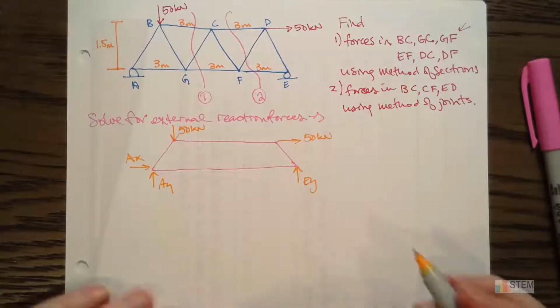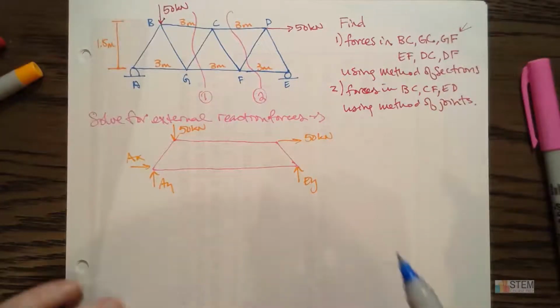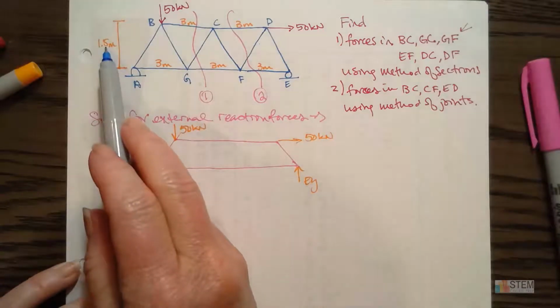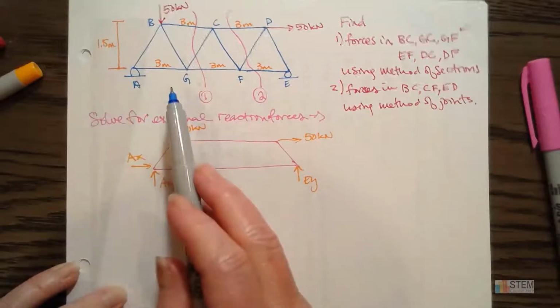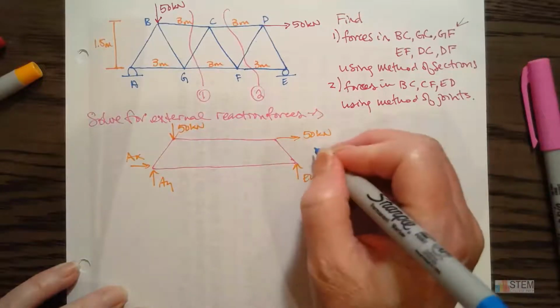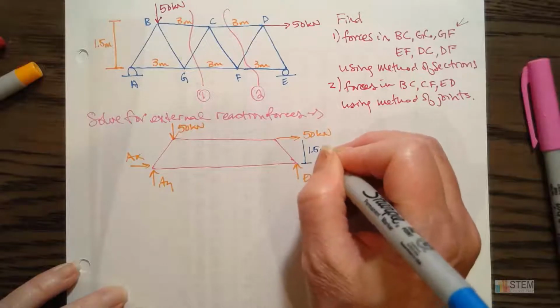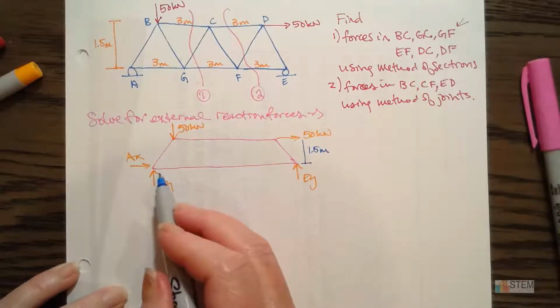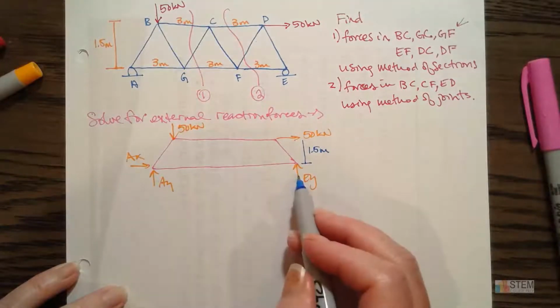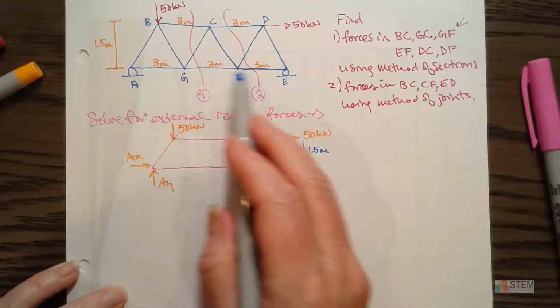Okay, so we've got that, and now let's label our distances on here. Notice this is 1.5 meters in height, and then in between each joint it's 3 meters. So that means we extend this out here. This distance here is 1.5, and this total distance from A over to E is going to be 9, right? Because we got 3 plus 3 plus 3.